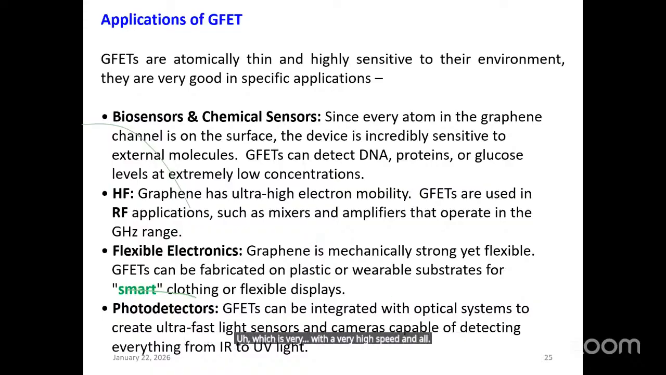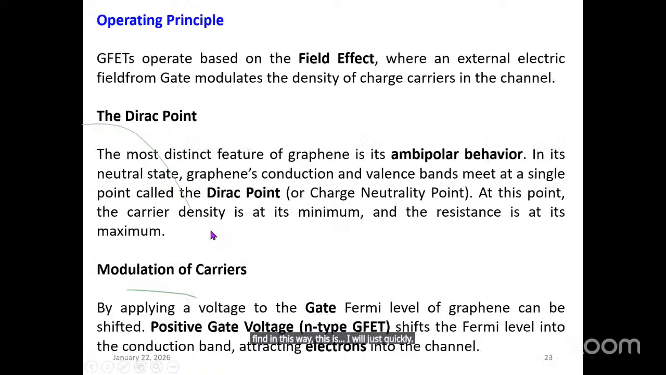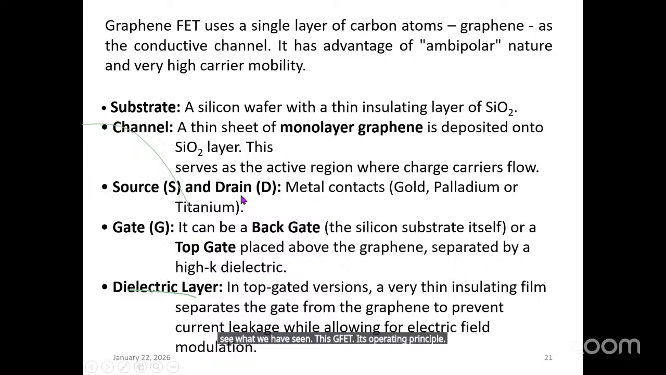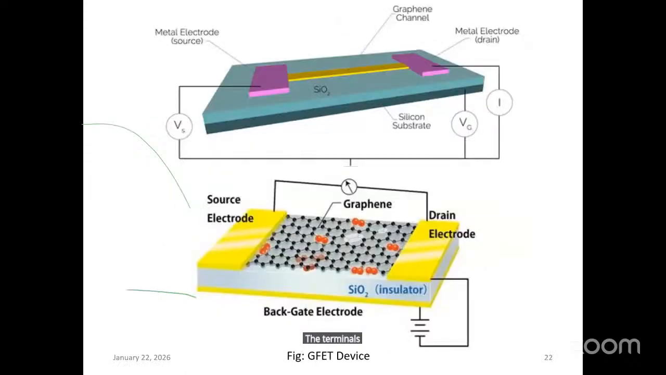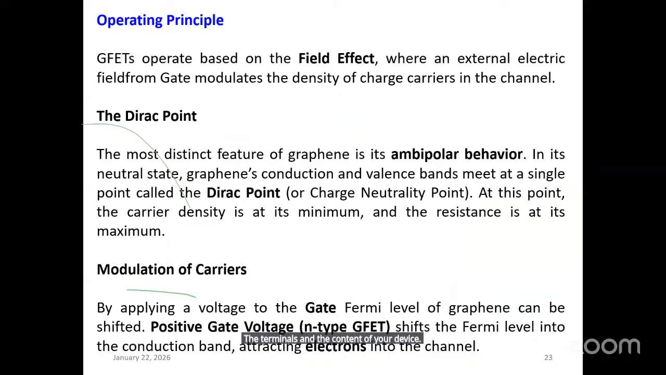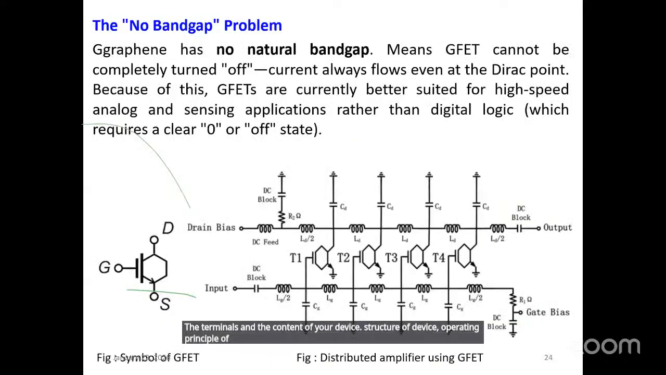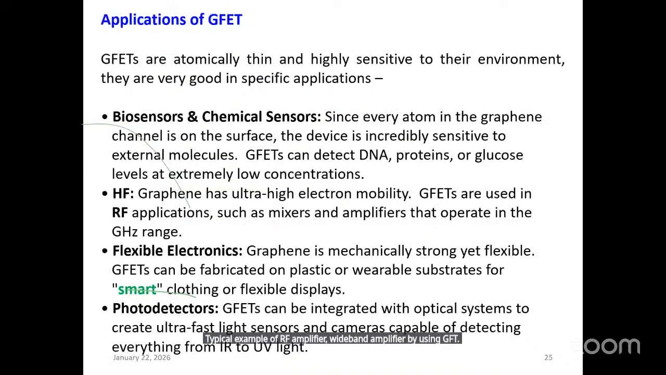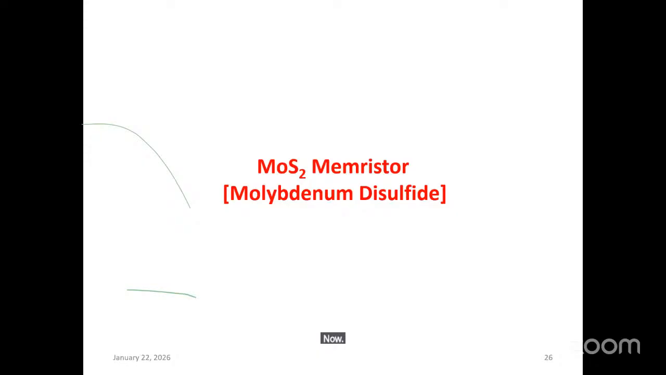Fine. In this way, I will just quickly see what we have seen. This is GFET, its operating principle, the terminals and content of the device, structure of device, operating principle of the device. Typical example of RF amplifier, wideband amplifier by using GFET. Then applications of GFET, as we have seen, it is commercially being used now. Now the next device.